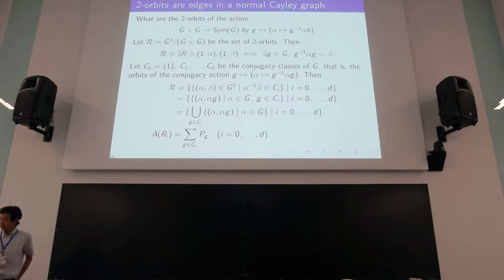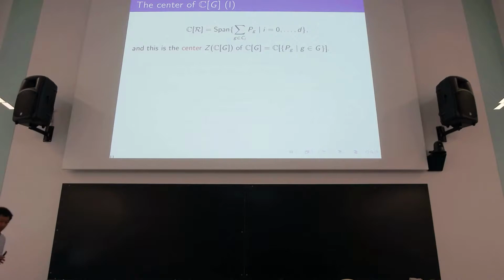So for this conjugacy action, the adjacency matrix can also be described by the permutation matrices. That is not clear in the general case. So we know the centralizer algebra. Centralizer algebras are just the span of the adjacency matrices, but each adjacency matrix is a sum of permutation matrices over a conjugacy class. Now, this is precisely the center of the group algebra.